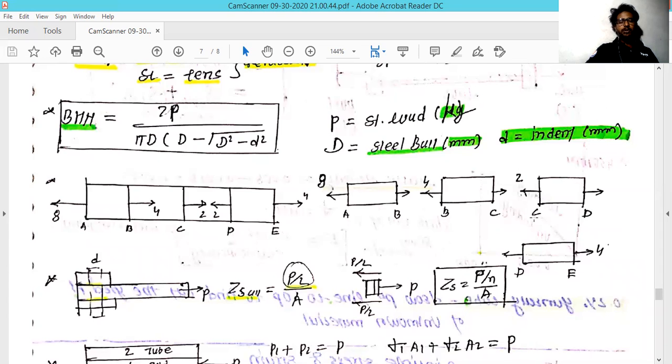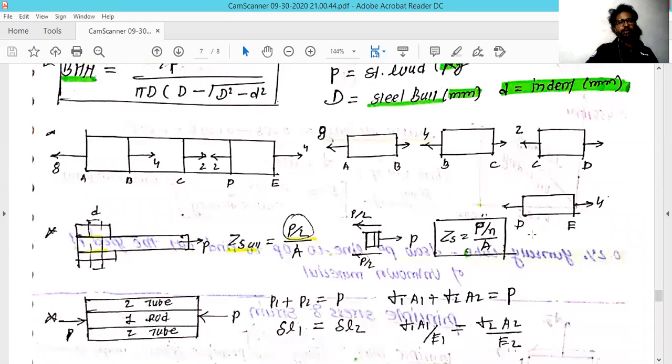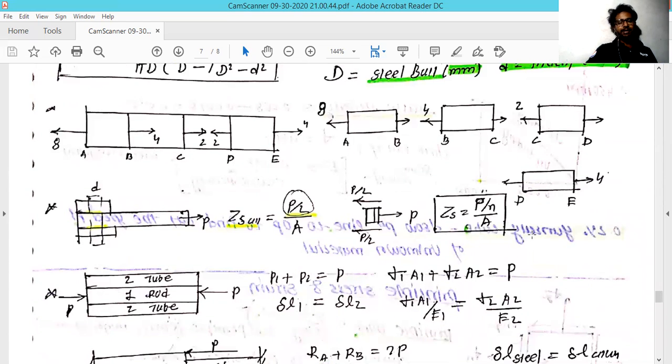So the first example is a simple prismatic rod, which is divided into different segments. The rod is shown in the PDF on the left side, running from A to E, and it is subdivided into four sections: AB, BC, CD, and DE. At different points, different forces are applied, and this kind of example is used to ask you to find the total change in length of the rod.